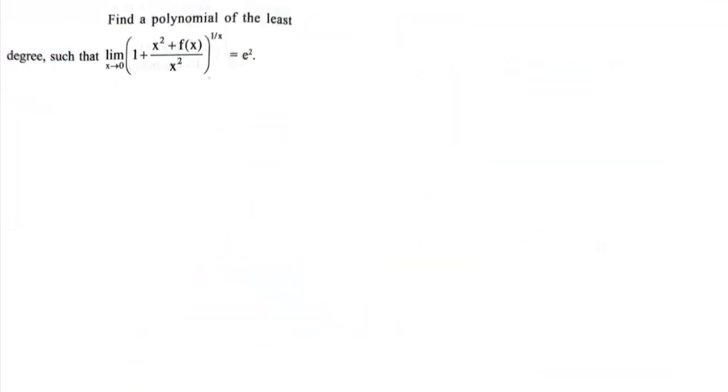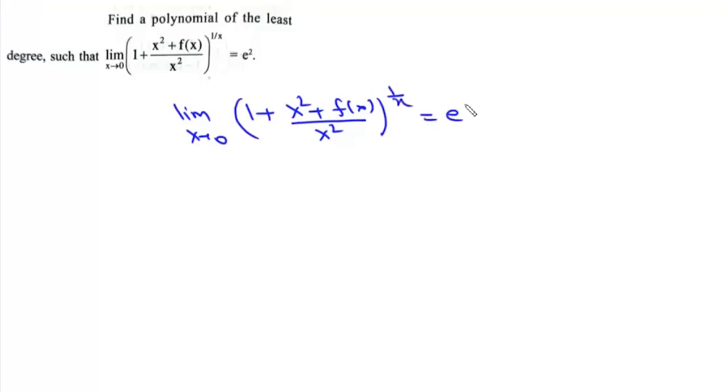Now the question is, find a polynomial of least degree such that the limit as x tends to 0 of (1 + x square + f(x) upon x square) to the power 1 by x must be equal to e square. Now first we look at its form. It will be 1 plus 0 plus f(0) upon 0, to the power infinite. Now it will be an indeterminate form if it is 1 to the power infinite, and in that case we should have f(0) as 0.